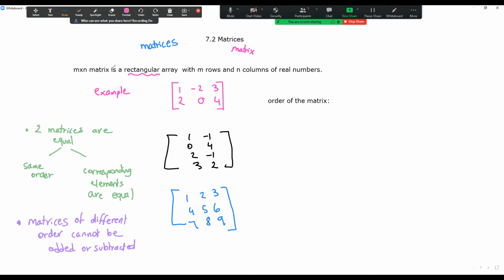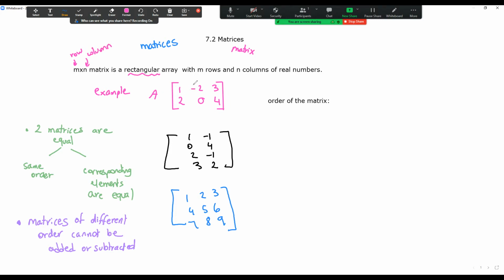A matrix is a rectangular array with m rows and n columns of real numbers. It's basically a set of real numbers. We write them inside brackets and we can give it a name like matrix A, matrix B, matrix C. We read this with an important order. So the way we read it is we start first with row, then with column.